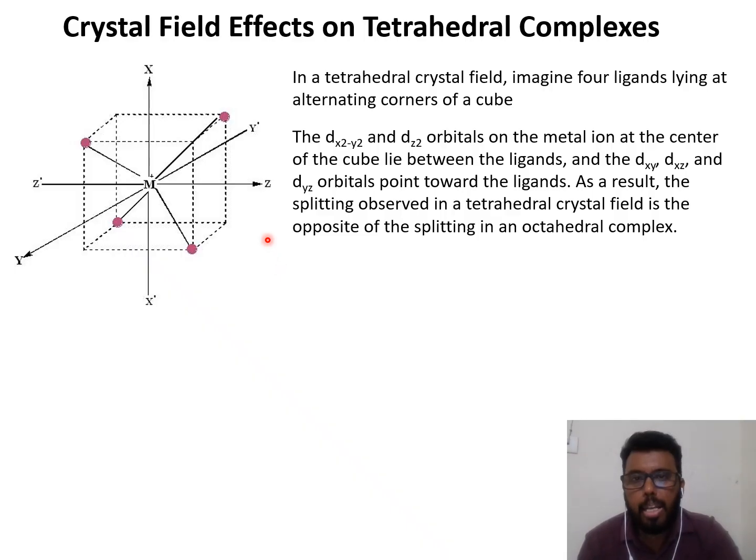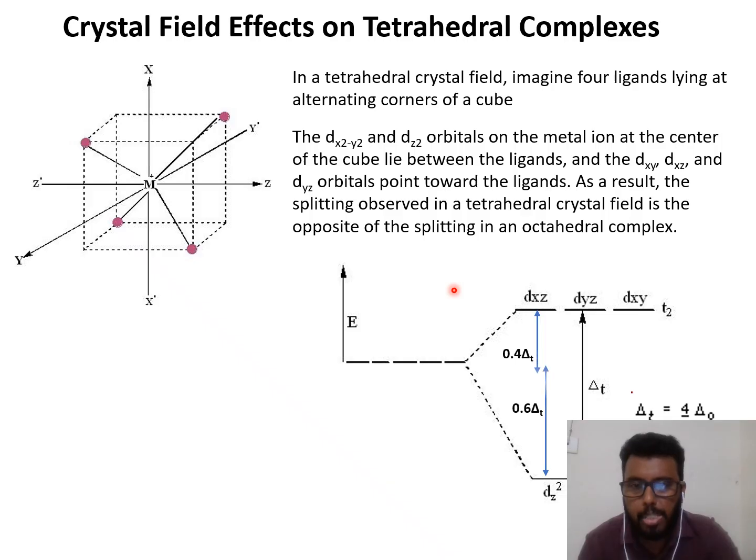Okay. And then you have the dx square minus y square and dz square orbitals on the metal ion at the center of the cube, lying between the ligands, and the particular dxy, dyz and dxz, what is that? It is T2g. Am I right? Triply degenerate, pointing towards the ligands. So as a result, this splitting will occur. We will see how it occurs. As I told, you will get z square, x square minus y square, whereas here it is happening oppositely. Just remember, this is the only difference between tetrahedral and octahedral complex.